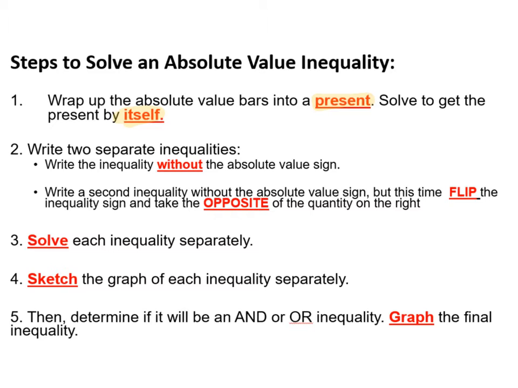Then you're going to write two separate inequalities. You're going to write the inequality without the absolute value sign, and then you're going to write a second inequality without the absolute value sign, but this time you're going to flip the inequality sign and take the opposite of the quantity on the right. Then you will solve each inequality separately, sketch the graph of each inequality separately, and then determine if it will be an "and" or an "or" inequality and graph the final inequality.